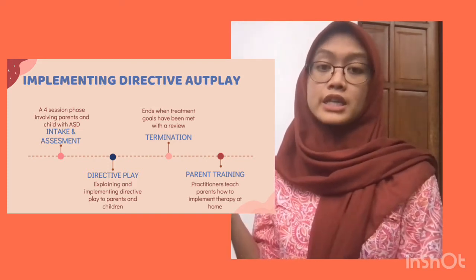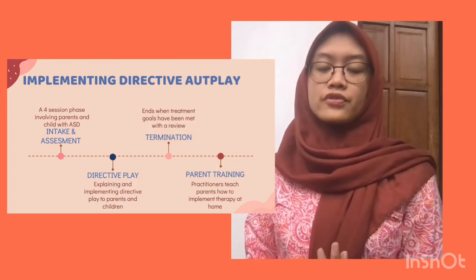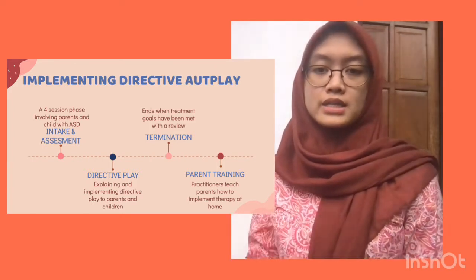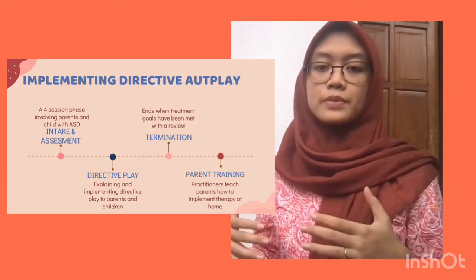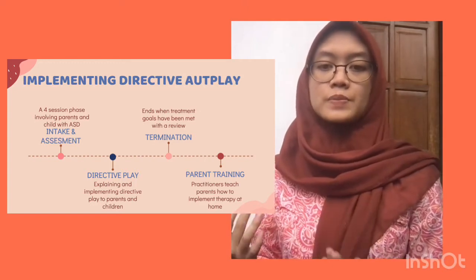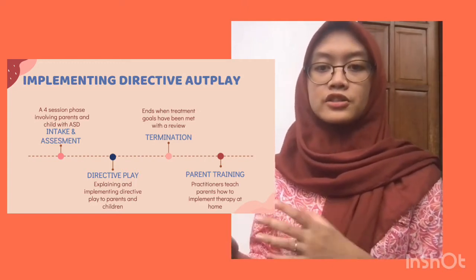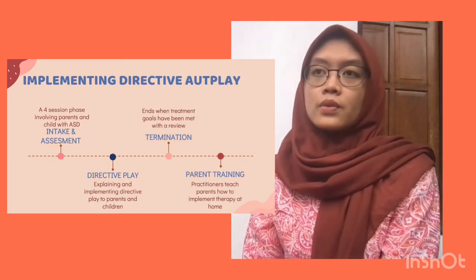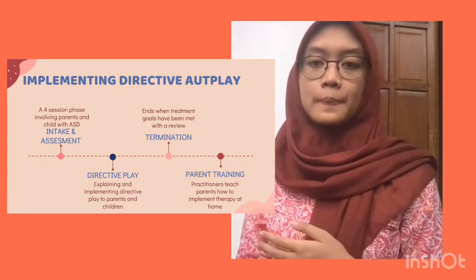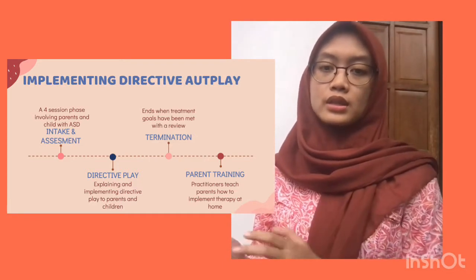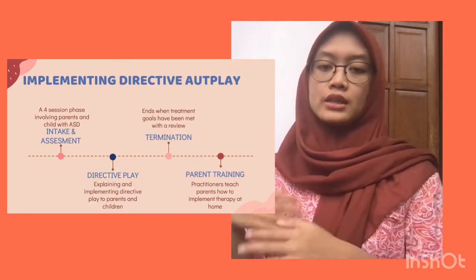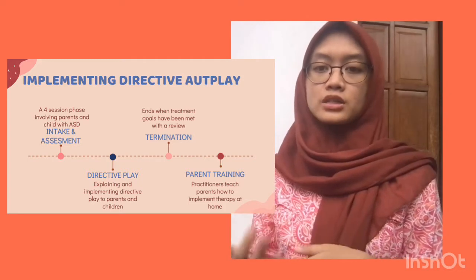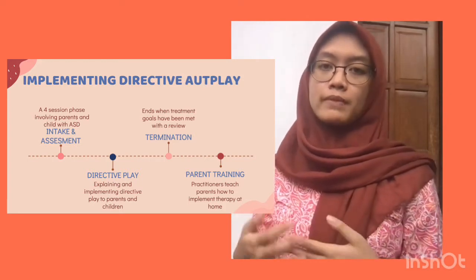So the intake and assessment is a 4-session phase involving parents and the child with ASD. The directive play is when the therapists or practitioners explain and implement directive play to both parents and children. When the goals have been met, the treatment ends with what's called a termination, and then we go to parent training, where practitioners teach parents how to implement the therapy at home. Let's take a further look at every one of them.